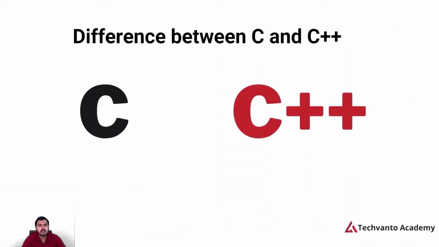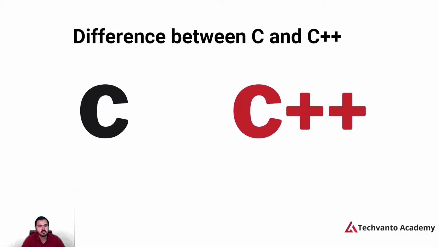We will see some of the differences between C and C++. C is a procedural programming language with no support for objects and classes. C++ is a combination of procedural and object-oriented programming language. One thing you need to remember: C++ is an extension of the C programming language, but both code structures are the same.